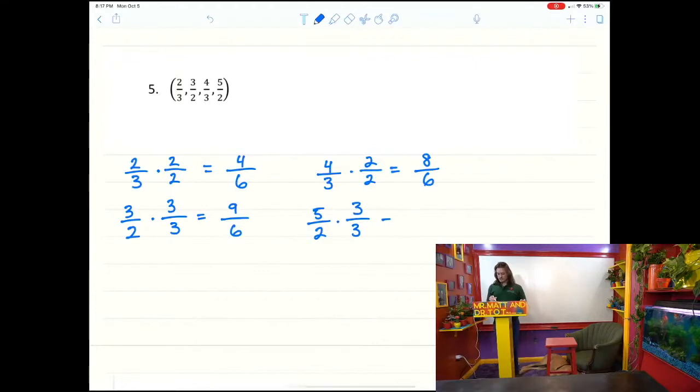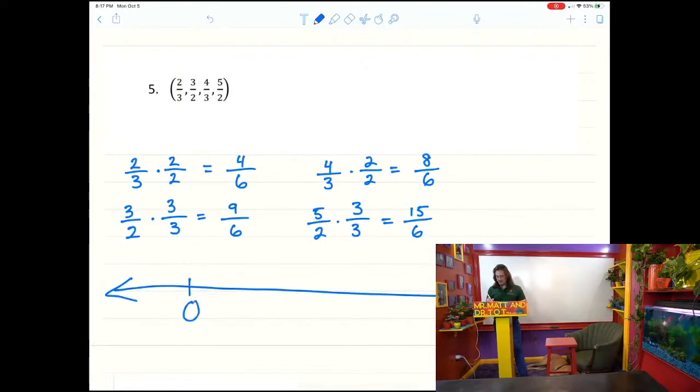The smallest numerator is 4. That's the value of 2/3. So 2/3 is the smallest. Then the next smallest numerator is 9. That belongs to the fraction 3/2. Then we have the numerator of 8. That belongs to the fraction 4/3. And then finally we have 15/6, which relates to 5/2.